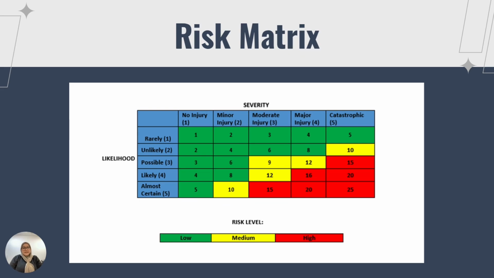Okay, next, this is the standard risk matrix used in HIRAC. It combines two things: the likelihood of something happening and the severity if it does happen. Green is low risk, yellow is medium, and red is high. This chart helps us prioritize which hazards need more attention based on actual data, not just assumption.